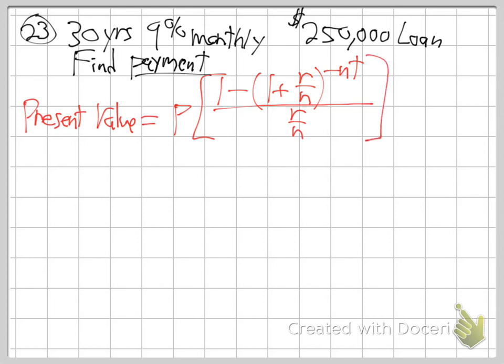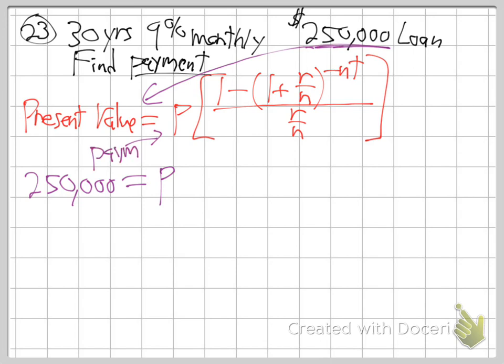All right, so do we know the present value? Yeah. What's that? The 250, huh? That is, the loan is the present value. The bank loans them the money to buy the house now at its present value. So $250,000 is P. P is what I don't know, the payments. That's what I'm trying to figure out. That's what they're asking me.